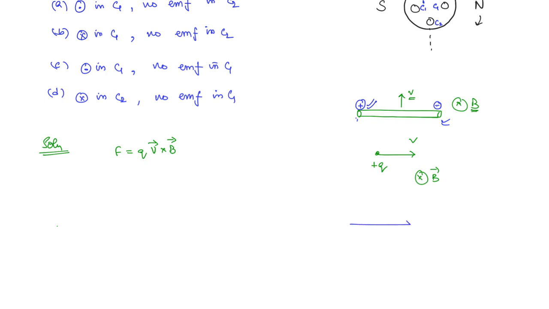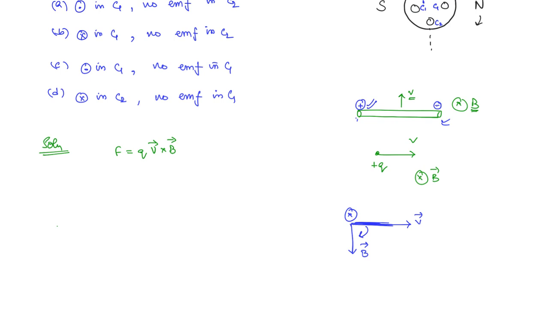Let us say the velocity is in this direction and the magnetic field is in this direction. What you have to do is take your right hand and align your four fingers in the velocity direction. Then wind your fingers towards the magnetic field direction. What is the direction of the thumb? It will go into the plane, right? So when it goes into the plane, it means that the force experienced by the charge is into the plane.